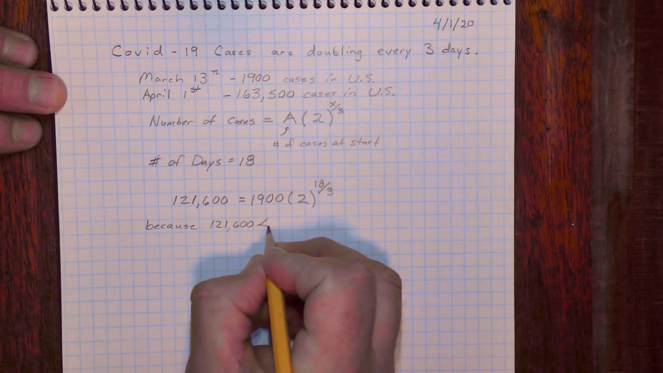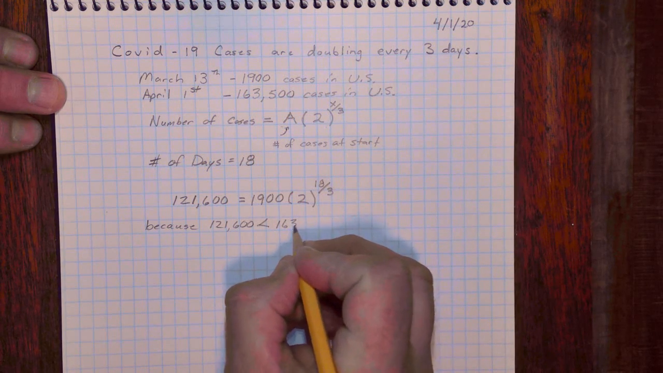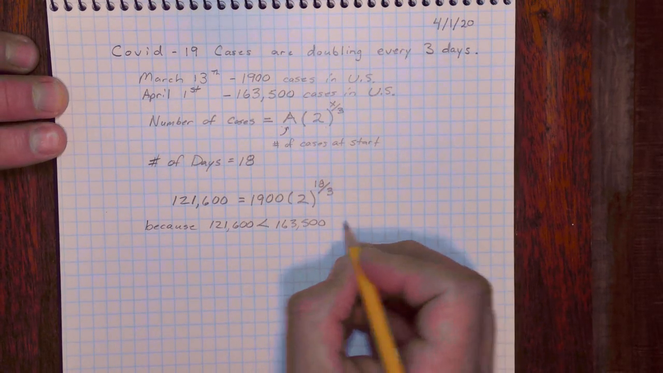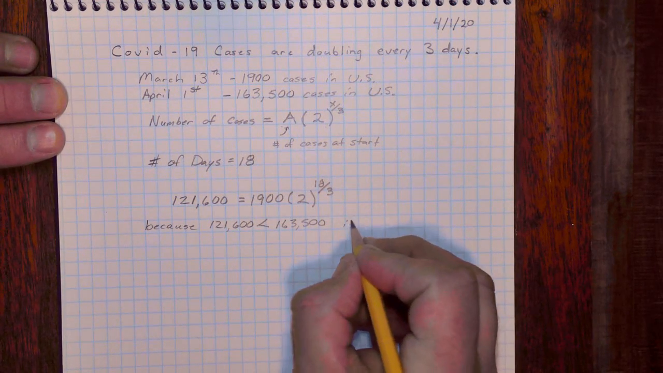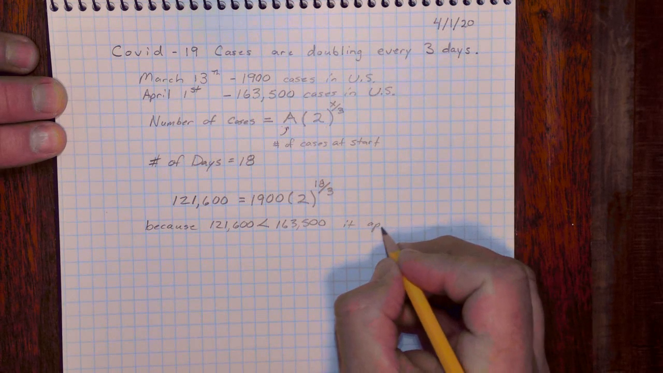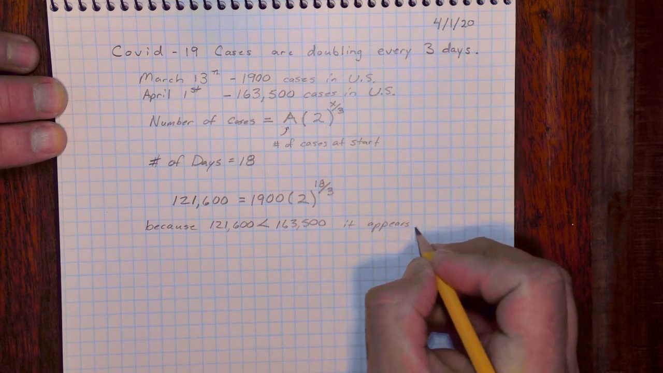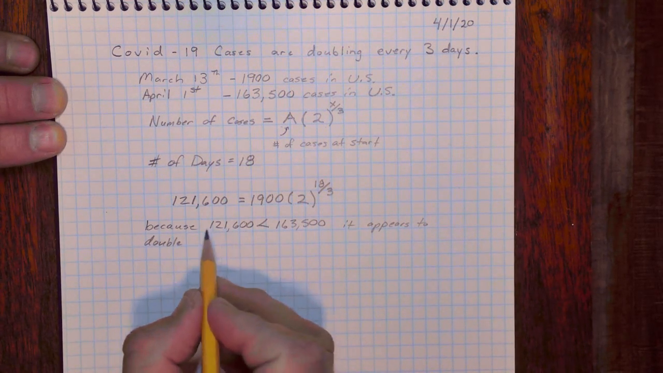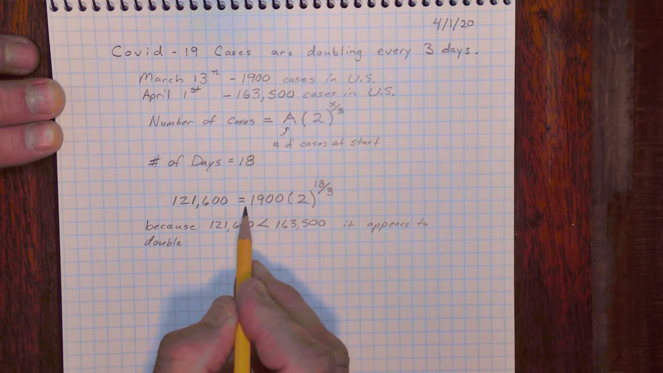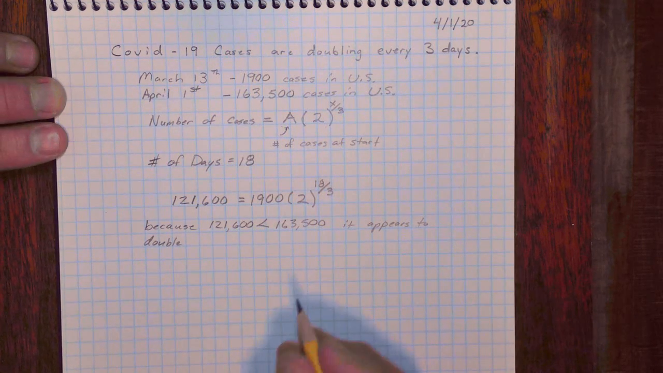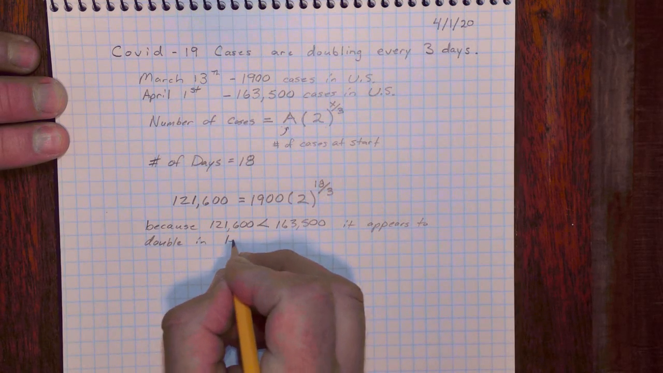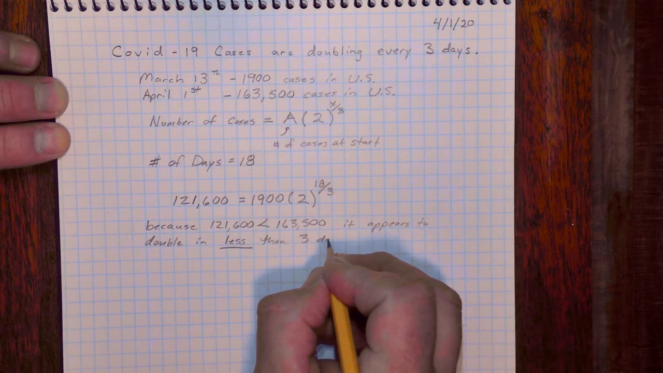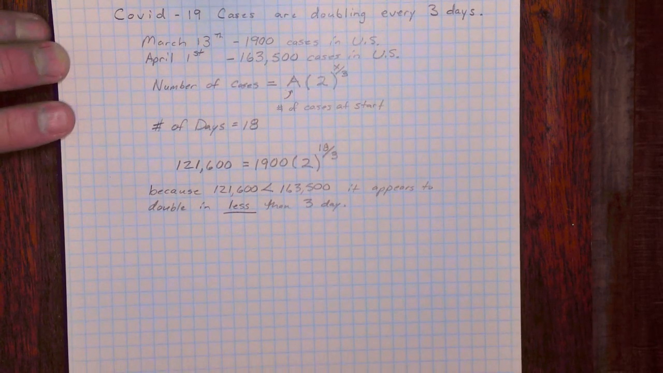Okay, so actually what appears to be happening, because 121,600 is less than the 163,500 cases we had today, this morning, on April 1st, it appears that it's less than 3 days. Because if it was doubling every 3 days, what we would have, according to our model, is a number that should be bigger than what we have today. So let's figure out exactly what that rate is.